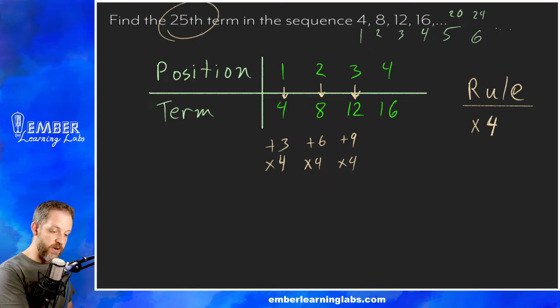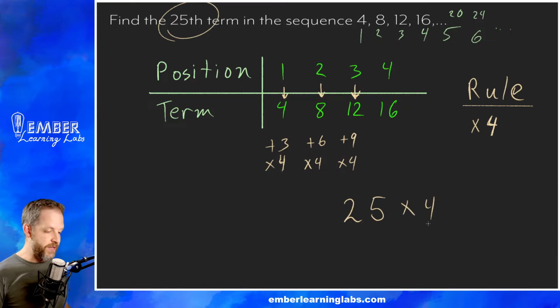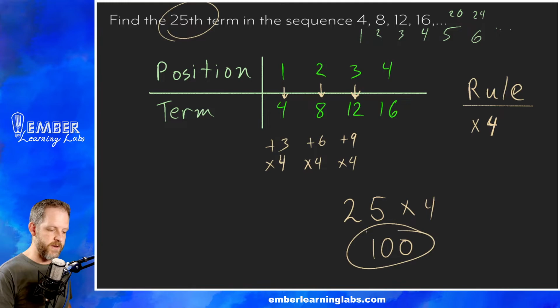So if we want to get the 25th term, we're just going to take 25 and multiply that times 4. So the answer to this example 1 is going to be 100 because 25 times 4 is 100. So see, we found a rule in this case where we multiply. Let's look at another example.